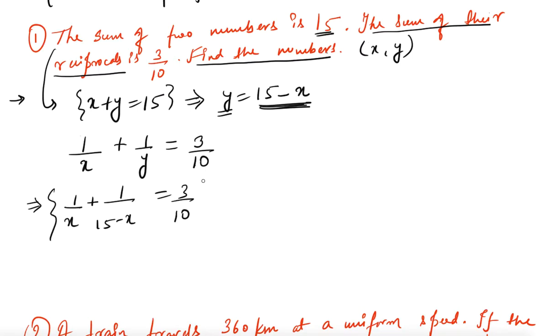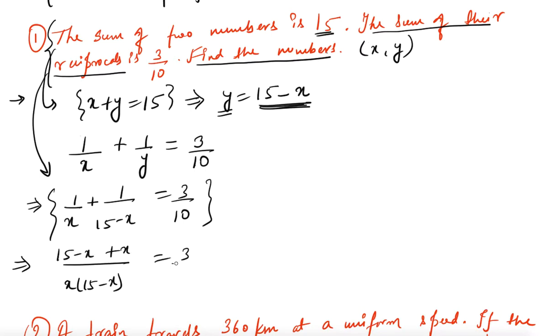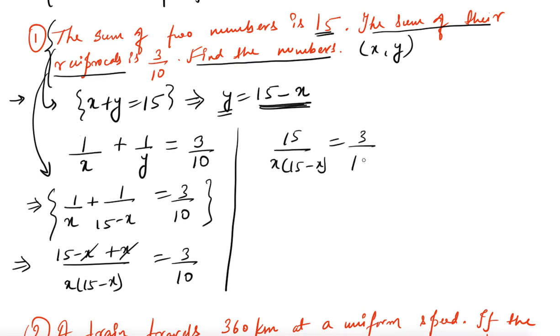So here the main part of the question is done. Now you have converted the whole problem into an equation, and the next part you already know how to solve. Let me make this in quadratic form. Let us take the LCM, which will be x into (15 minus x). In the numerator you'll have 15 minus x plus x, equals 3 by 10. Plus x and minus x cancel. So finally I'll get 15 by x into (15 minus x) is equal to 3 by 10.